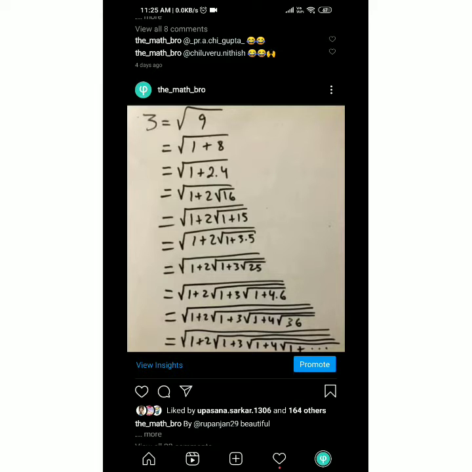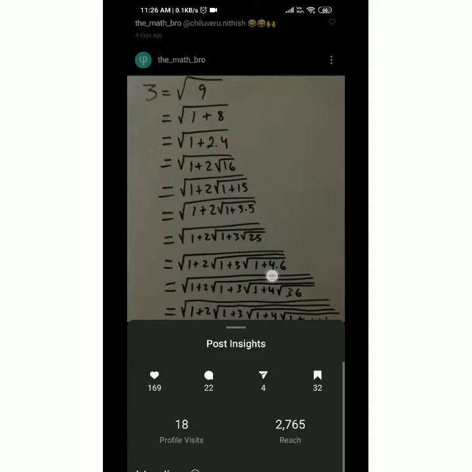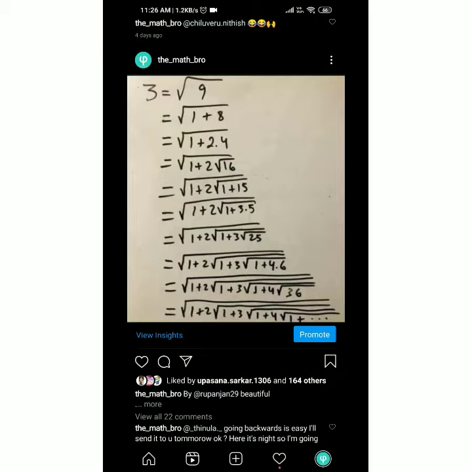And a natural question that comes to everybody's mind is: if we start with this infinite radical, will we finish at 3? Or if we consider a sequence root 1, then root 1 plus 2 root 1, then root 1 plus 2 root 1 plus 3 root 1, will that sequence converge to 3?